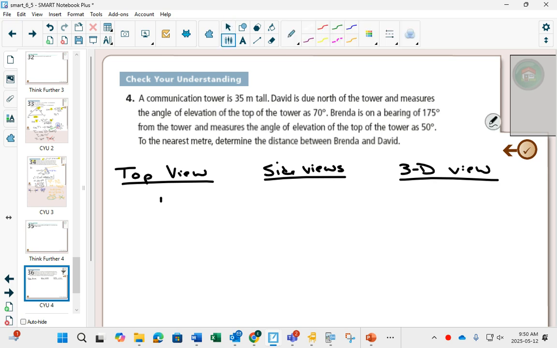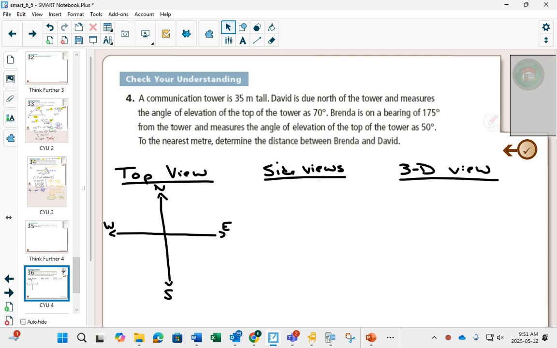If you were doing a top view, you would have north here, south here, west here, and east here, with the tower, which I'm going to draw in red, right there. David is due north, so I'm going to put a dot here for David. That's where David is, due north. He is some distance. I'm going to draw that line in blue. We don't know how far away David is from the tower, but he's some distance away from the tower. I'm drawing that in blue.